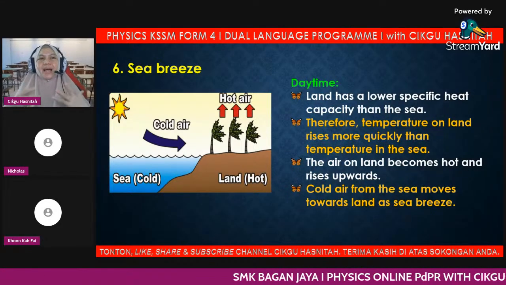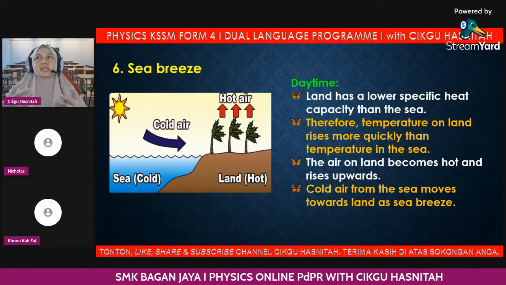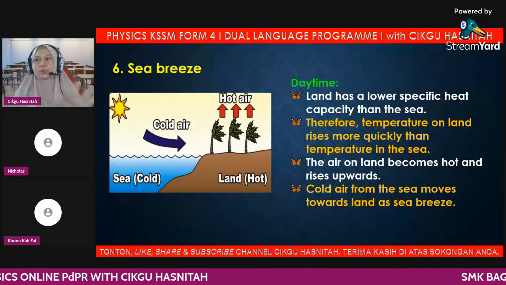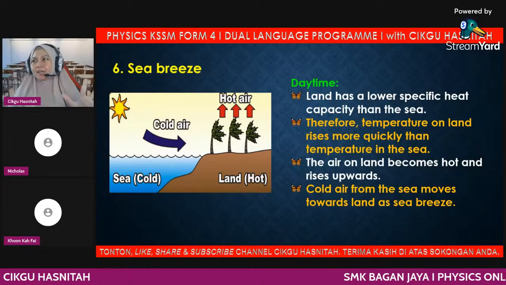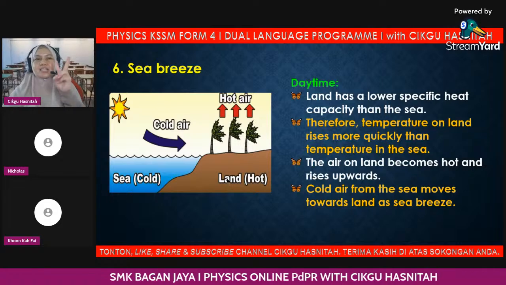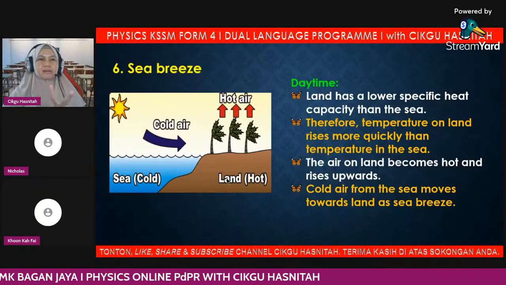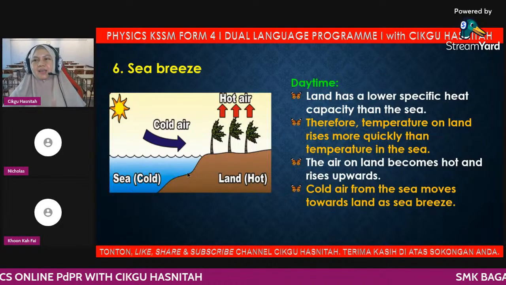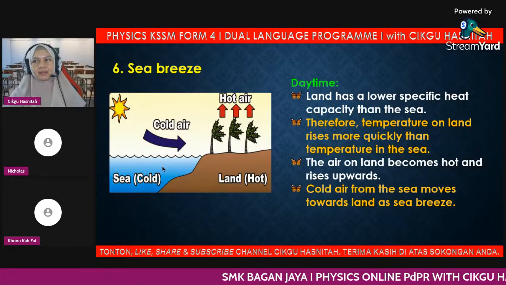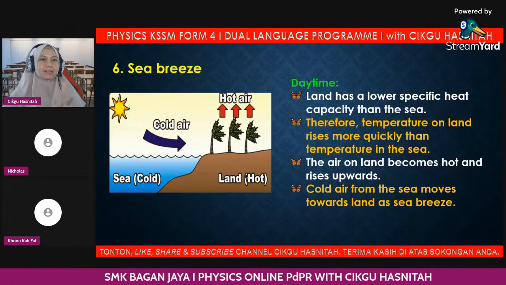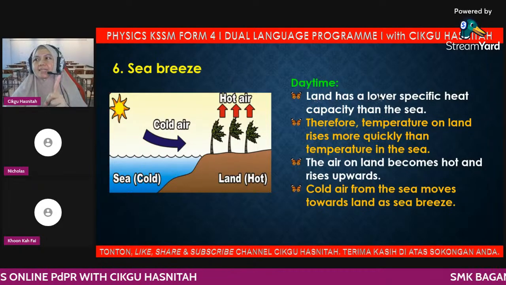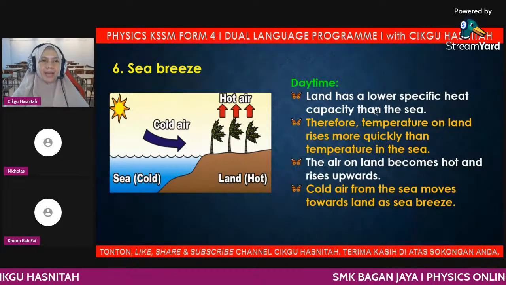So how does sea breeze occur? Actually, this phenomenon is related to specific heat capacity. So what happens during daytime? Sea breeze occurs at daytime. At daytime, you can see sea and land are two different materials with different specific heat capacities. The sea has a very high specific heat capacity compared to land, which is the sand. Sand is a material with a low specific heat capacity. So it says here, point number 1, land has a lower specific heat capacity compared to the sea.